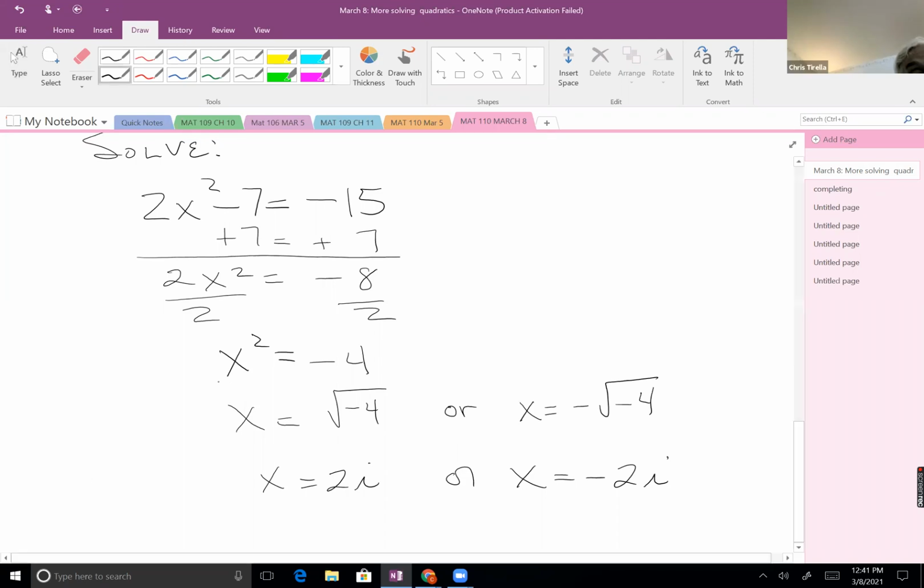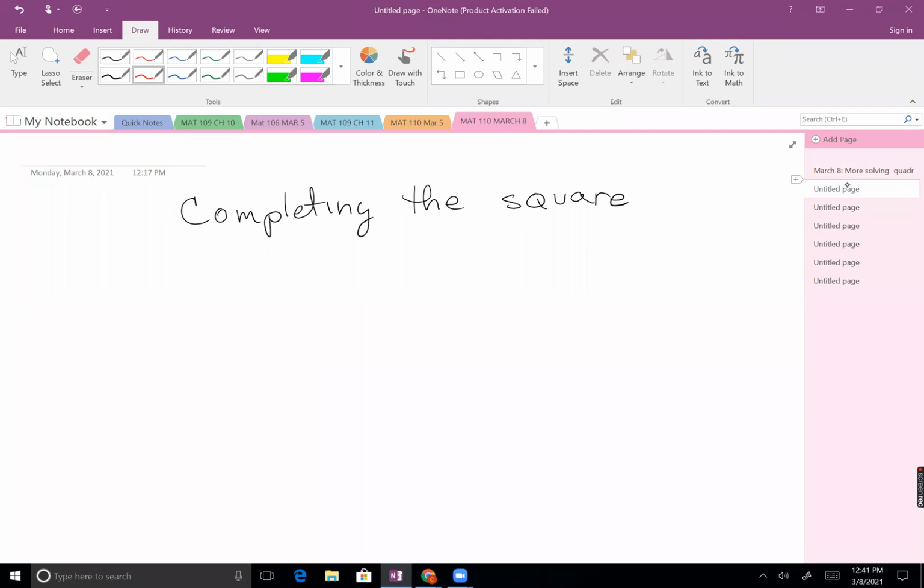What you want to do is get the quantity squared alone on one side of the equal sign. And then the square root property says that if x squared is equal to negative 4, then we'll take the square root of both sides and we'll say that x can equal either the square root of negative 4 or the negative square root. We have to take two roots, both the positive and the negative. Okay. Thanks.